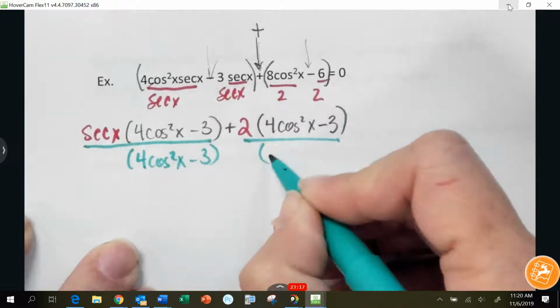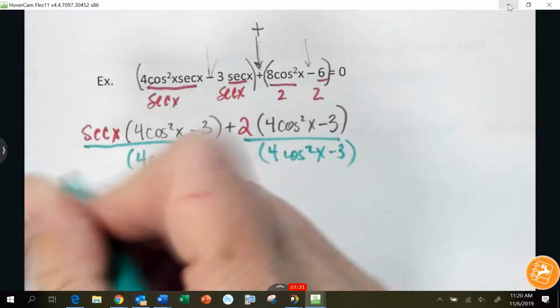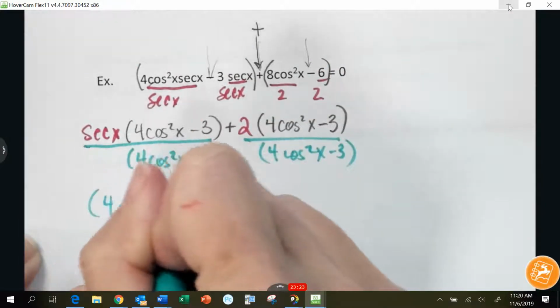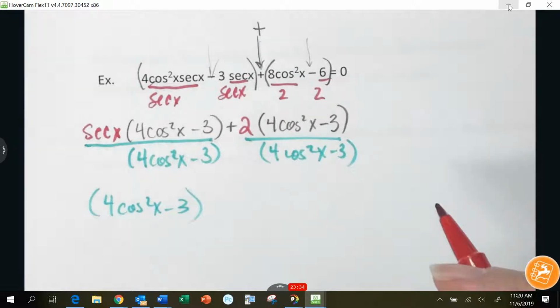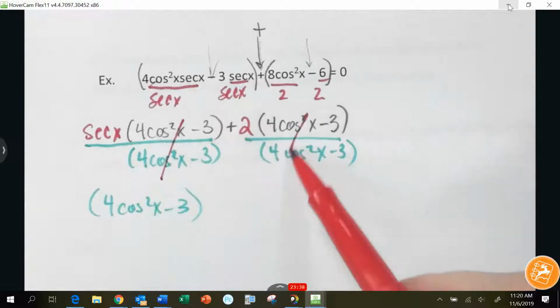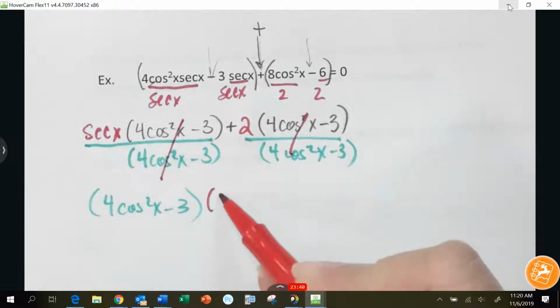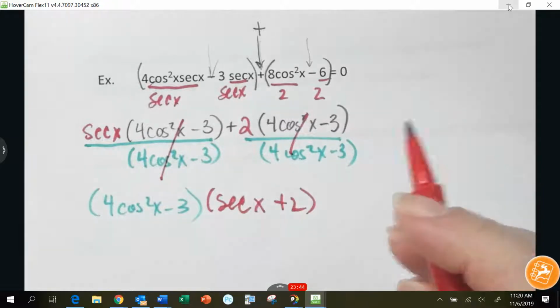So I'm going to pull out 4 cosine squared x minus 3. I'm going to pull it out and put it in front. I have parentheses around it because it is 2 terms. But I am treating it like it's one thing. It's a group. And then from here, once I pull that out, these cancel, I have left over secant x plus 2 equals 0.